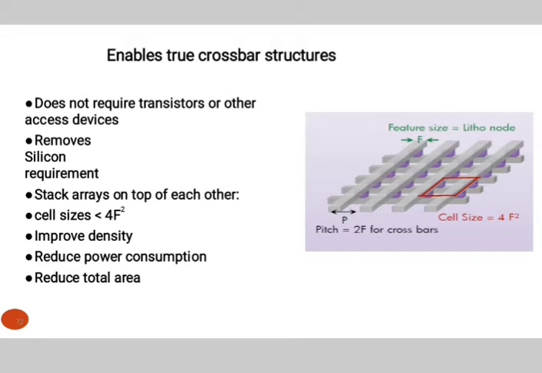So it enables a true crossbar structure. It does not require a transistor or other access devices. It removes the silicon requirement. Arrays can be stacked on top of each other. Cell size is less than 4F squared. Improved density, reduced power consumption and reduced total area.